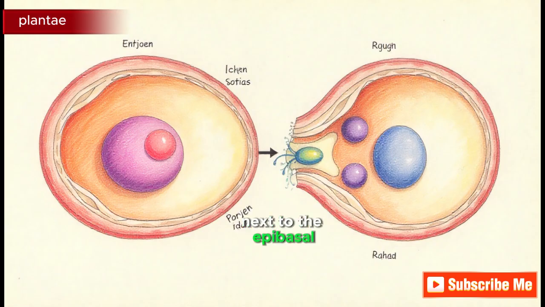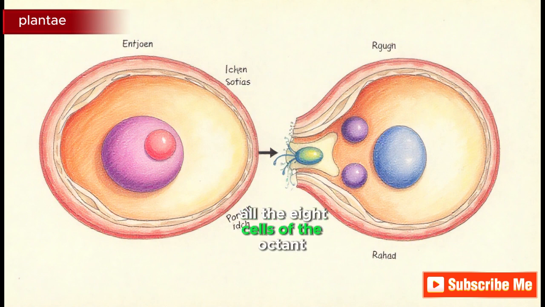This is the hypobasal, or posterior octants, next to the epibasal, or anterior octants, towards the chalazal end. The 4 octants towards the chalazal end of the embryo are called proembryo. The epibasal octants give rise to the plumule and the cotyledons, while the hypobasal octants form the hypocotyl root end of the embryo, except for its tip.